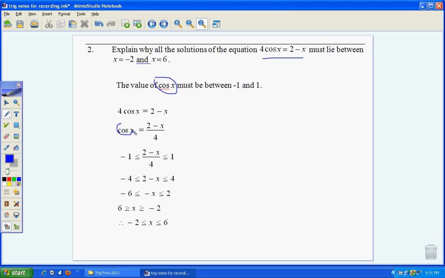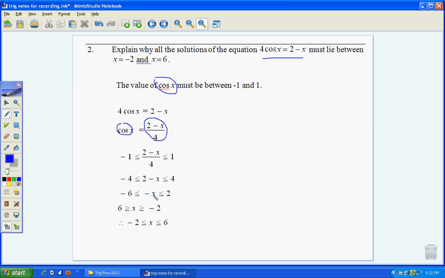If that's got to lie between minus 1 and minus 4 and minus 1 and 1, that's got to lie between minus 1 and 1. So let's solve it. So multiply both sides by 4. Subtract 2 off both sides, so it gives us the minus 4, and that gives us 8 from the minus 4 goes to minus 6, and 4 goes to 2.